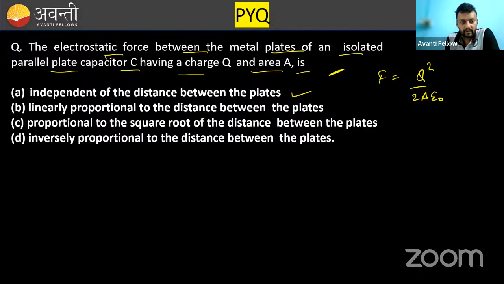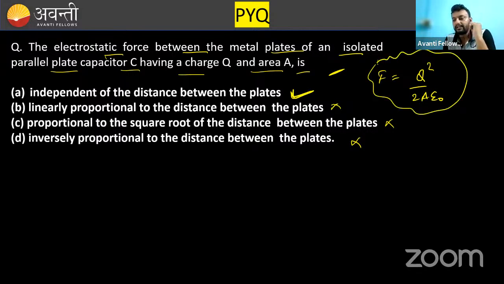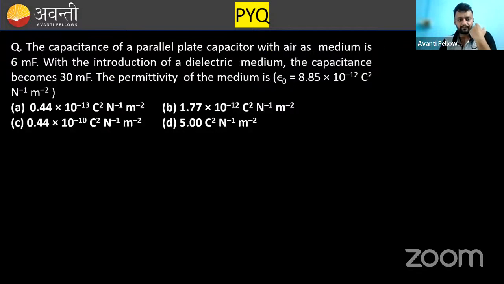It seems good. Linearly, this is wrong. So which is the correct option? It is independent of separation between the plates, the distance between the plates. There is no term of D. Very easy question.